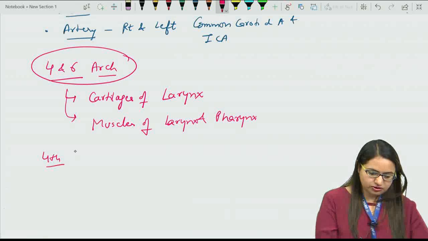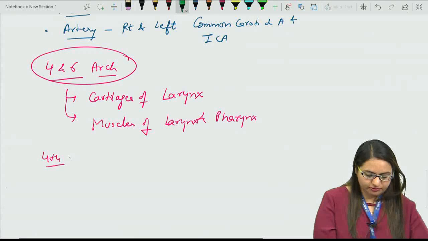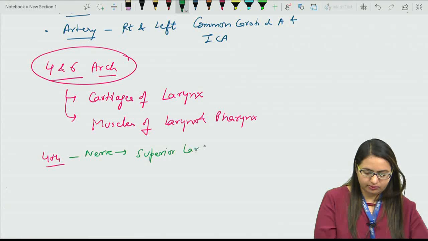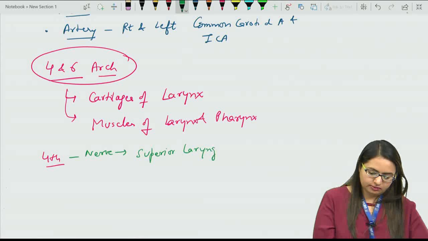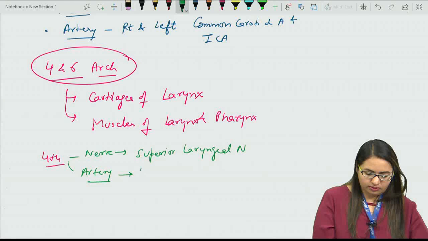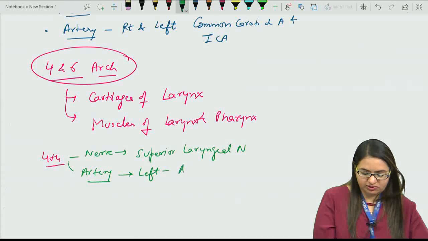For the fourth arch, the nerve is the superior laryngeal nerve, and the artery for the fourth arch, on the left side, forms the arch of aorta, and towards the right side the artery is the right subclavian artery.